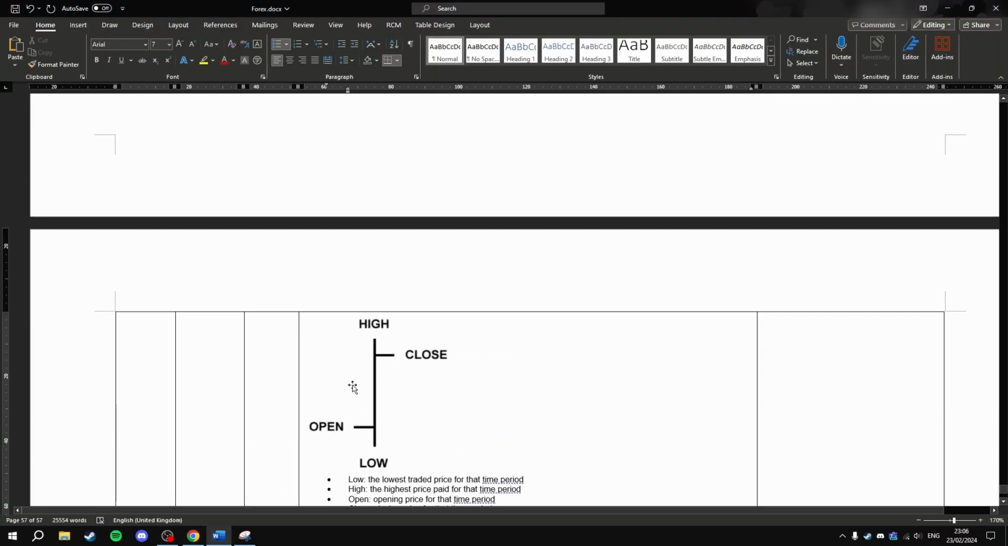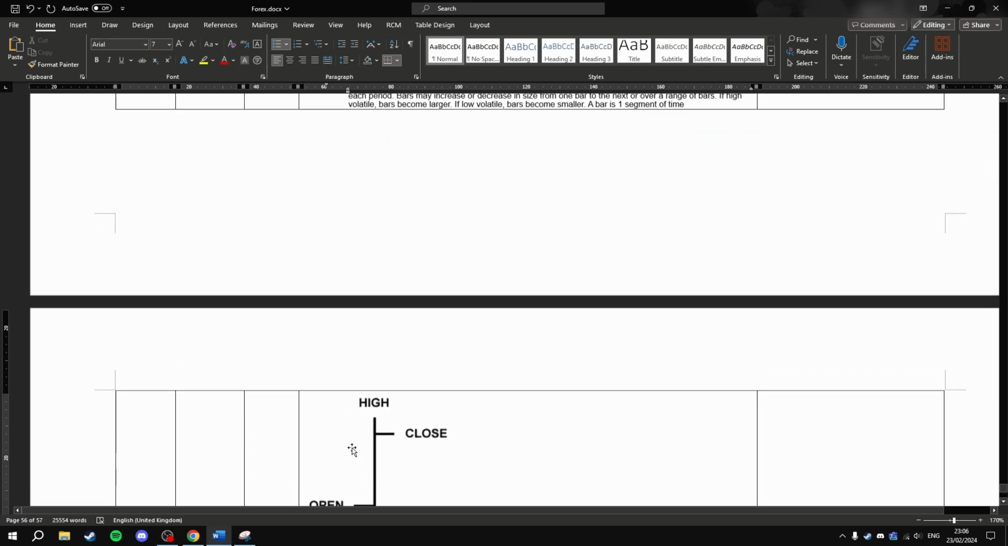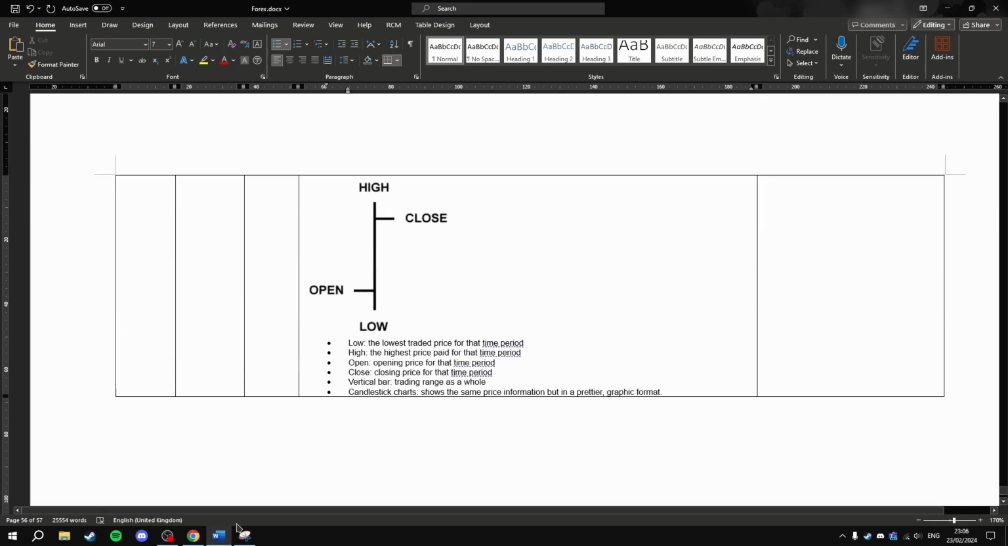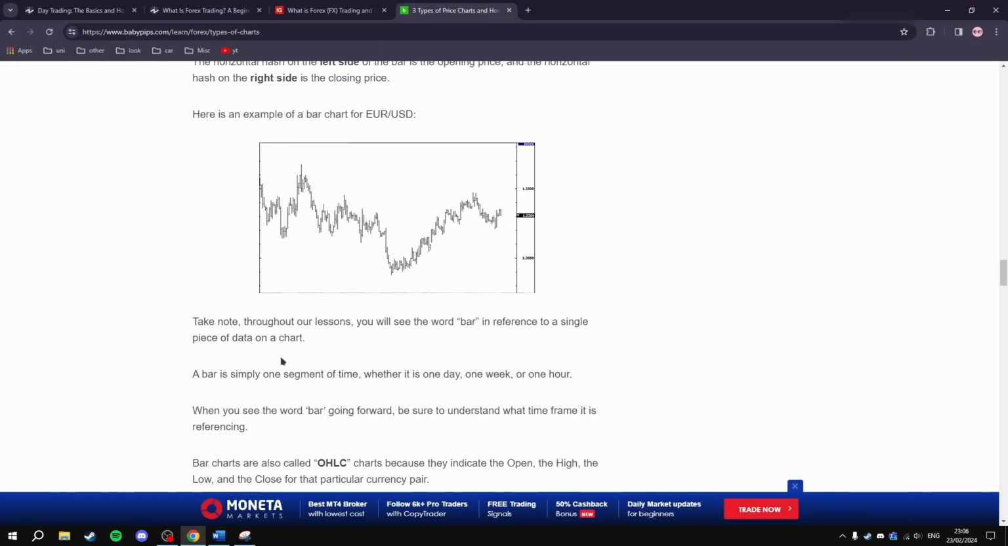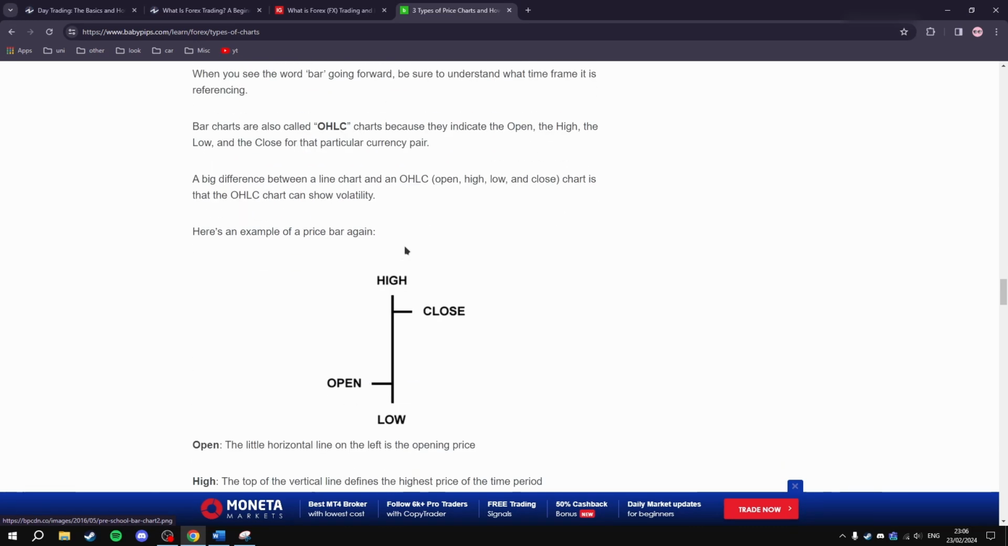Oh, I see why sometimes open is on the left, because it goes from left to right, so you can maybe link it up.